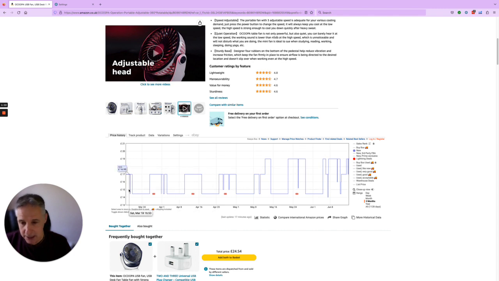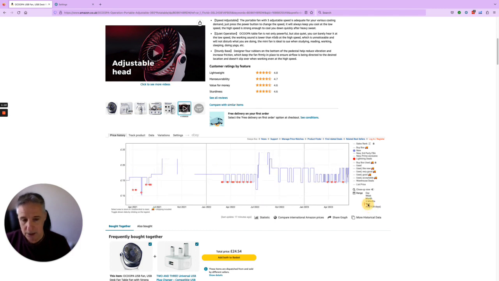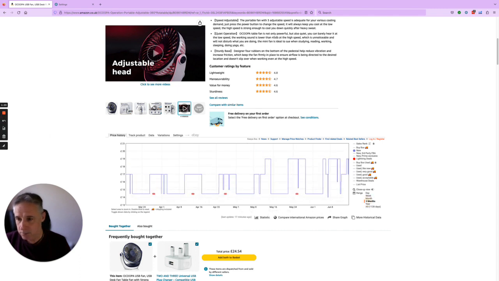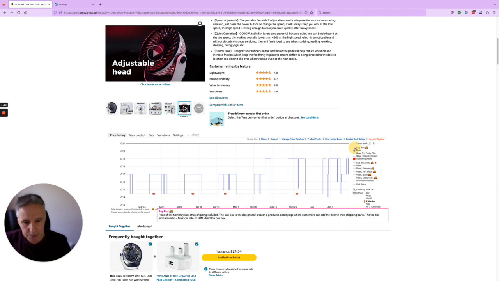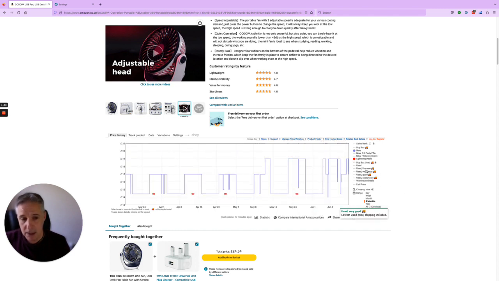And you can see here that I can track all 1,128 days of data. I can track the last year, the last 3 months. I can also track the buy box and all of that kind of information. And I can also track when they did lightning deals and things like that.